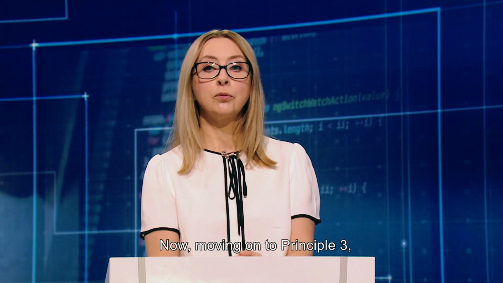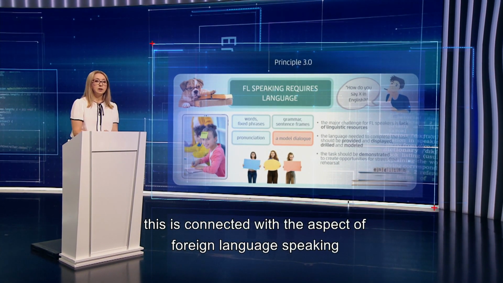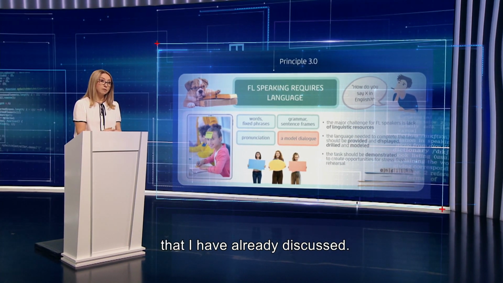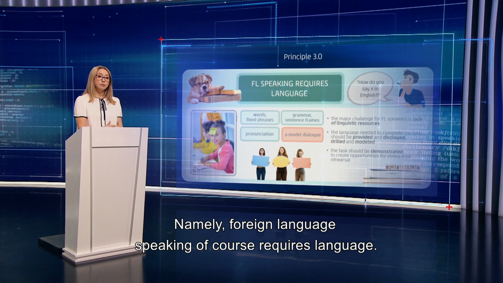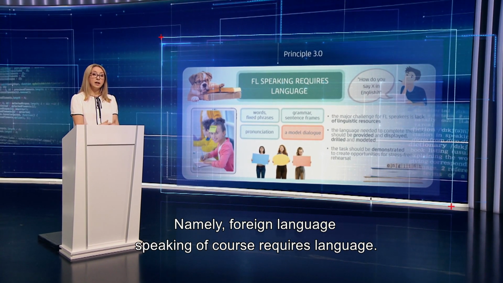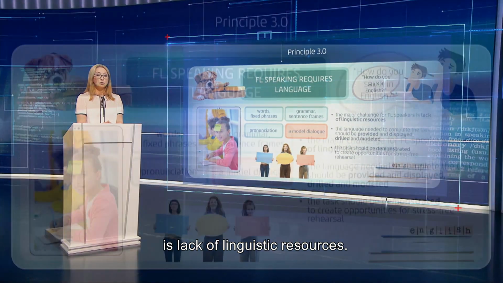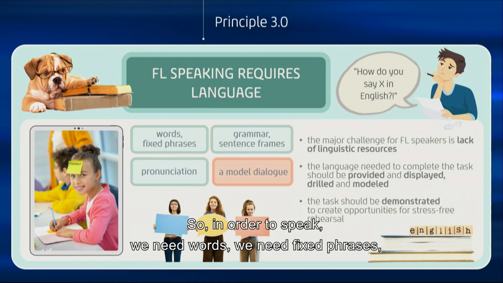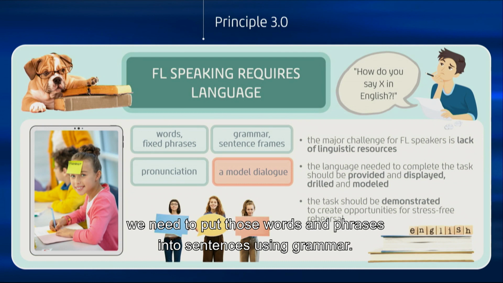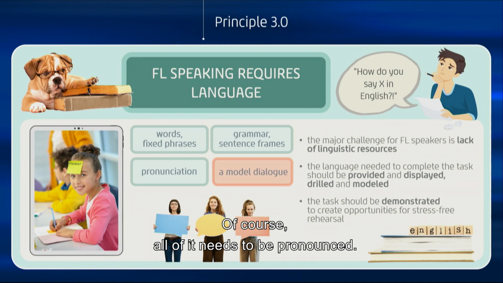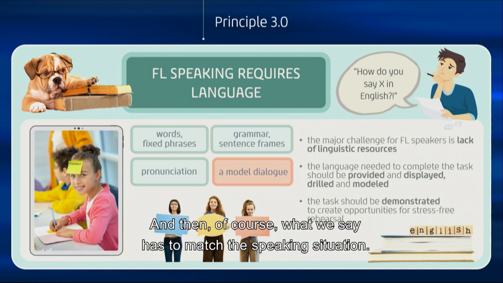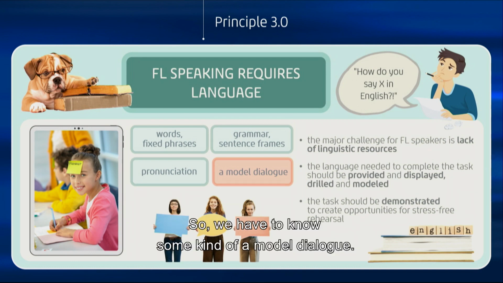Now, moving on to principle 3, this is connected with the aspect of foreign language speaking that I have already discussed. Namely, foreign language speaking, of course, requires language. And the major challenge for foreign language speakers is lack of linguistic resources. So in order to speak, we need words, we need fixed phrases, we need to put those words and phrases into sentences using grammar. Of course, all of it needs to be pronounced. And then, of course, what we say has to match the speaking situation. So we have to know some kind of a model dialogue.